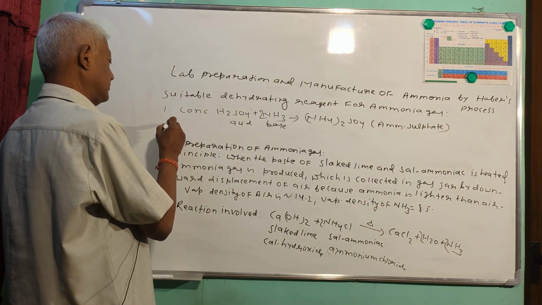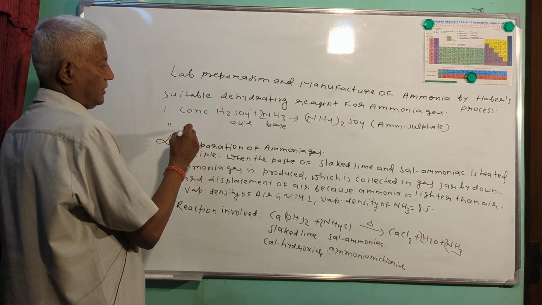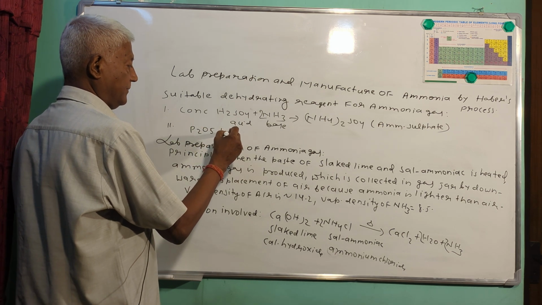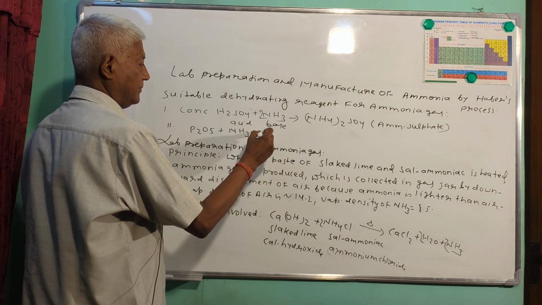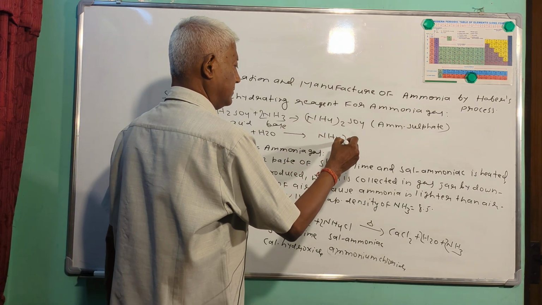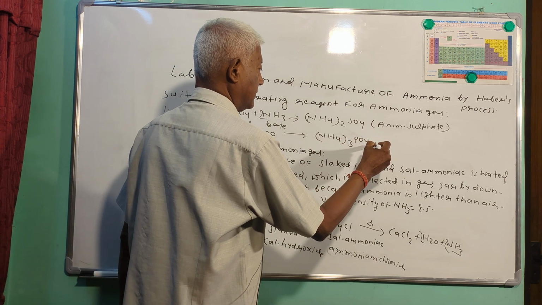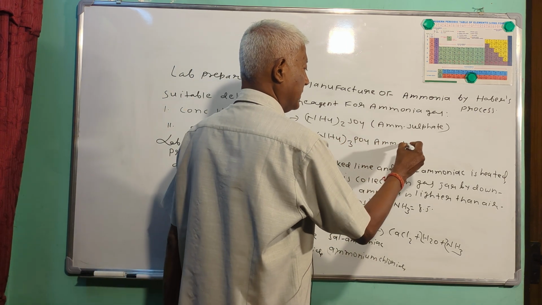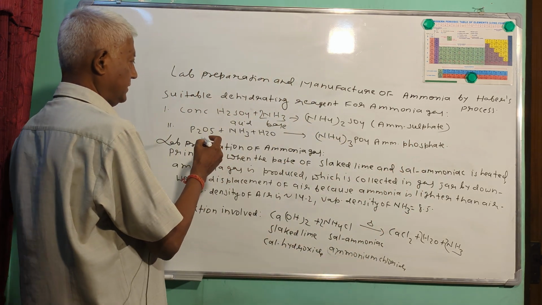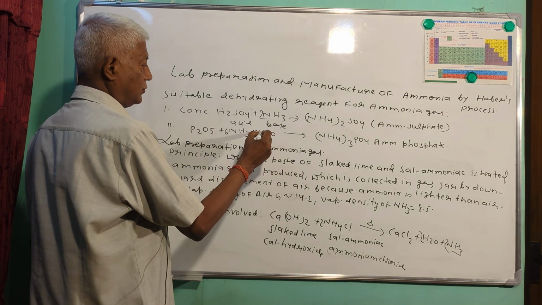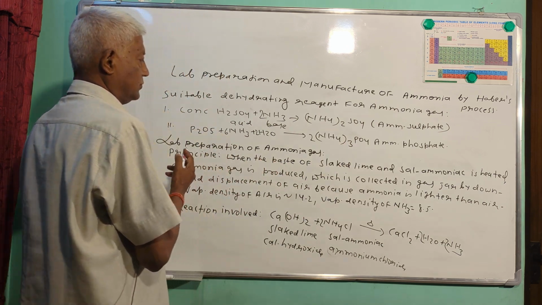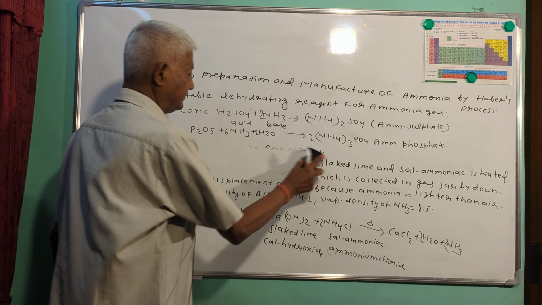Yes. Likewise, the second one is phosphorus pentaoxide, giving NH3 plus H2O. So what you see, that is ammonium phosphate. So to balance, we use 6NH3, 2 ammonium, 3 phosphate, 2. This is the balanced chemical equation.